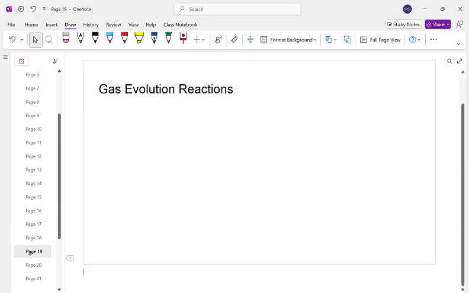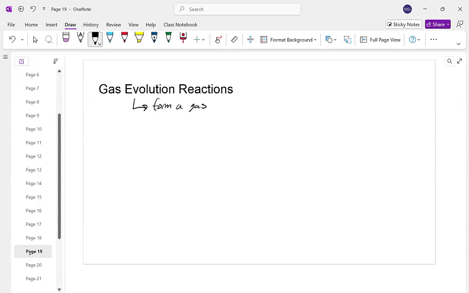Now, another common type of reaction we're going to look at are what we call gas evolution or gas forming reactions. And as the name implies, these are just reactions that form a gas. A gas is one of the products. Often this is an acid-base reaction or a redox reaction, which I'll talk about in another video. But let's look at one of the most prevalent and fun gas-forming reactions that you probably have had experience with.